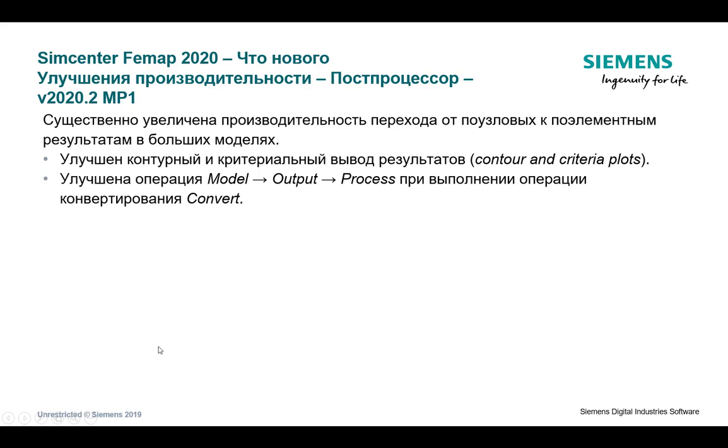We also significantly improved performance of converting between nodal and elemental results on large models. This improves contour and criteria plots, where the requested type of plot differs from the type of output being displayed. This also improves the performance of the convert operation when using the model output process command.